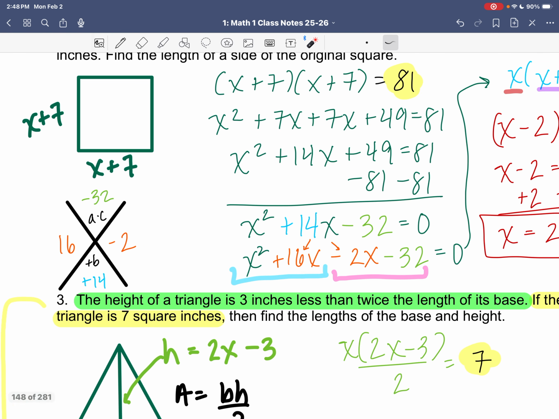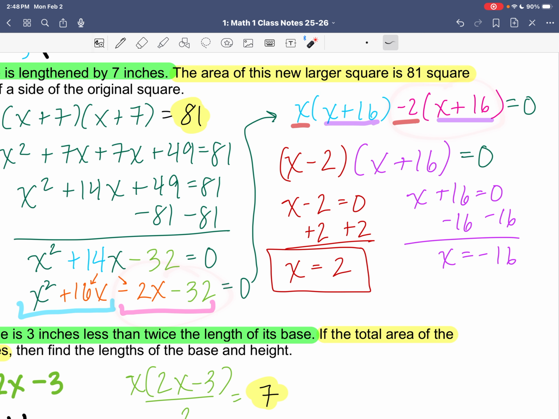And then now we're going to group those, and we're going to get x times x plus 16. And with this, we're going to get negative 2 outside with x plus 16 in the middle. This makes your first set. These should be the same, which makes your second set equal to 0. And once you do this, you're going to get x equals 2 and x equals negative 16. Well, you can't use that answer because it's negative, so our only solution would be 2. So it'd be a 2 by 2, or your length is 2, width is 2.